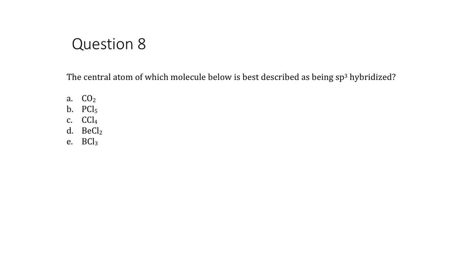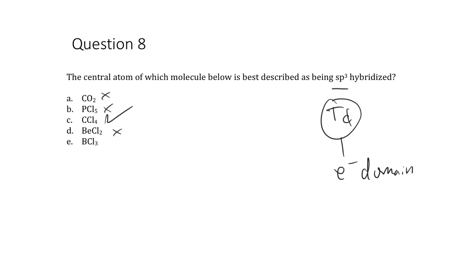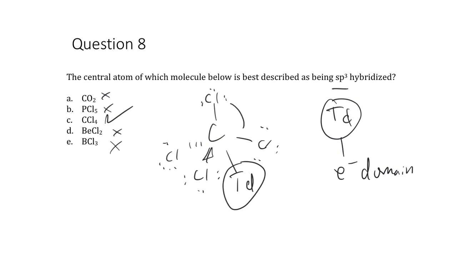The central atom in which molecule below is described as being sp3 hybridized? So sp3 hybridization is what we observe in molecules that are tetrahedral in electron domain. So we're looking for a molecule that's tetrahedral. CO2 is linear. PCl5 is trigonal bipyramidal. CCl4 is tetrahedral. BeCl2 is linear. BCl3 is a trigonal planar molecule. So carbon tetrachloride works because the molecule has 4 bonds to chlorine, no lone pairs on carbon, and so the molecule fits the bill of being perfectly tetrahedral, described with a 109.5 degree bond angle.